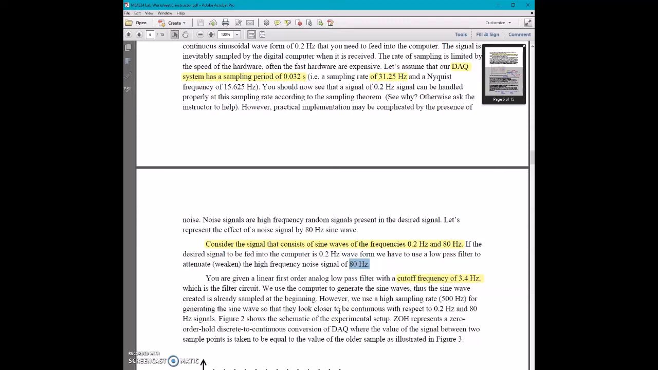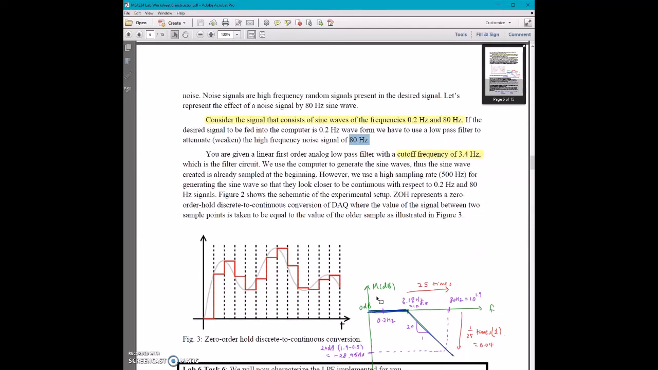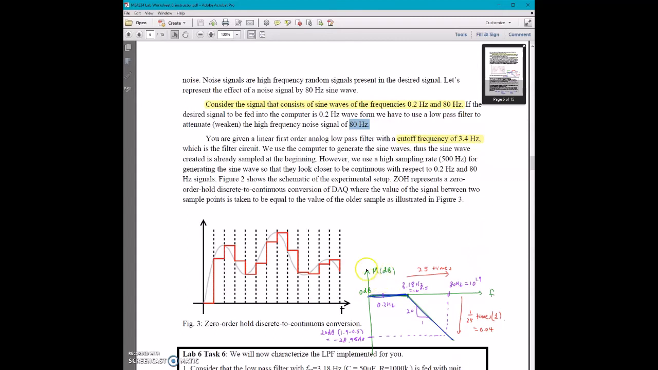Okay, after you filtered it out, if the frequency gets aliased, no big deal. No big deal, because at that point you'll have already filtered out most of the amplitude. So that's one scheme. So let's see. This is the Bode plot.